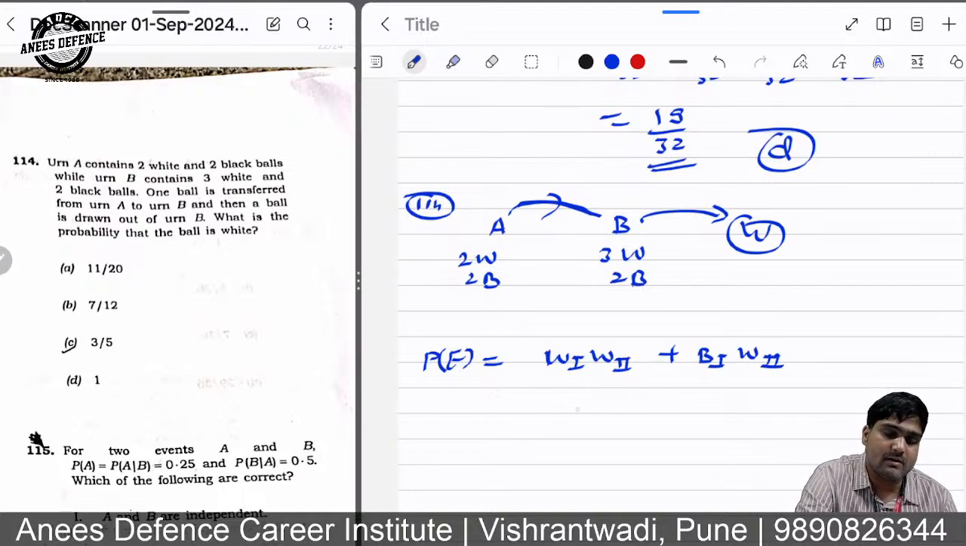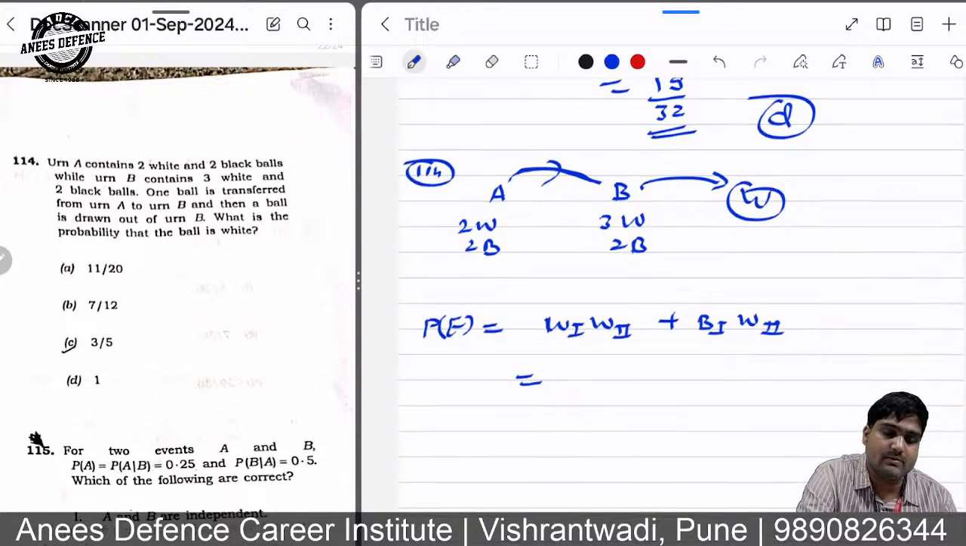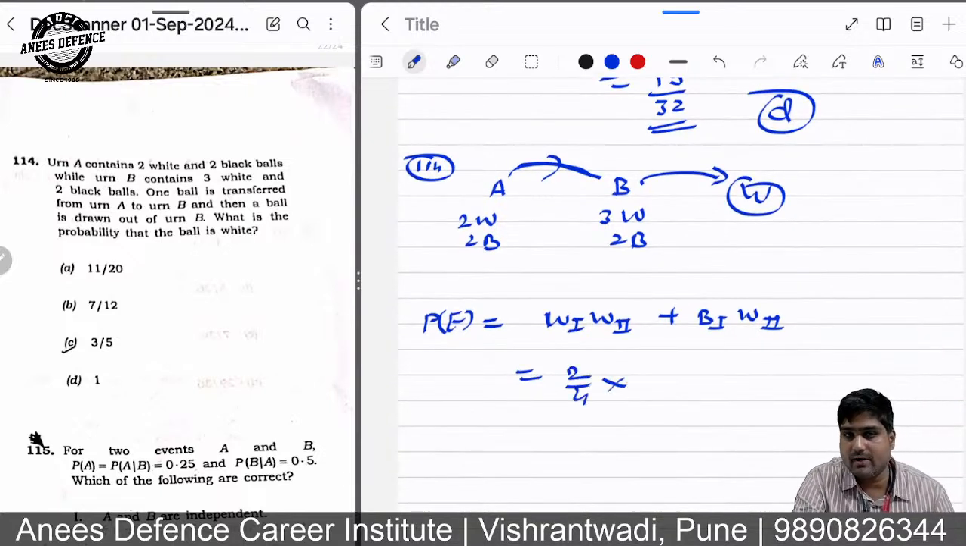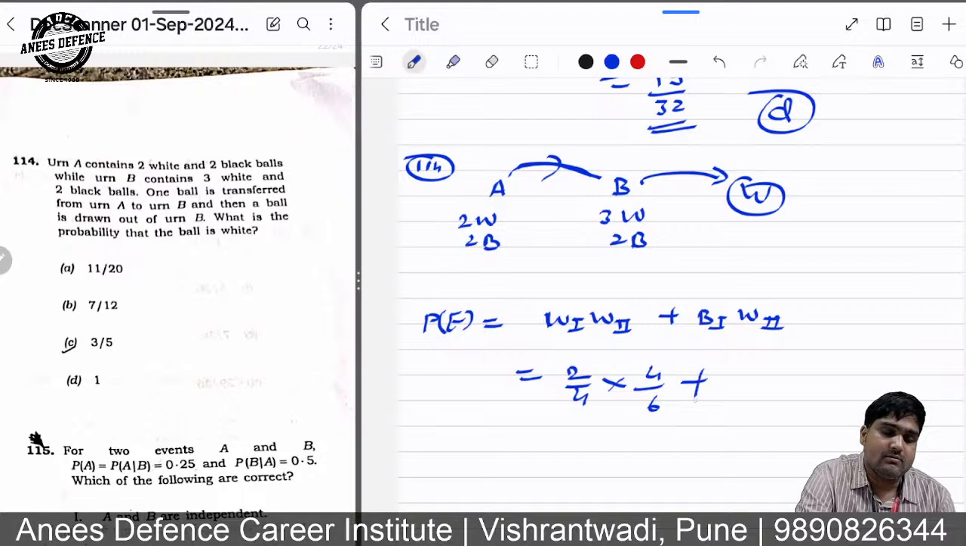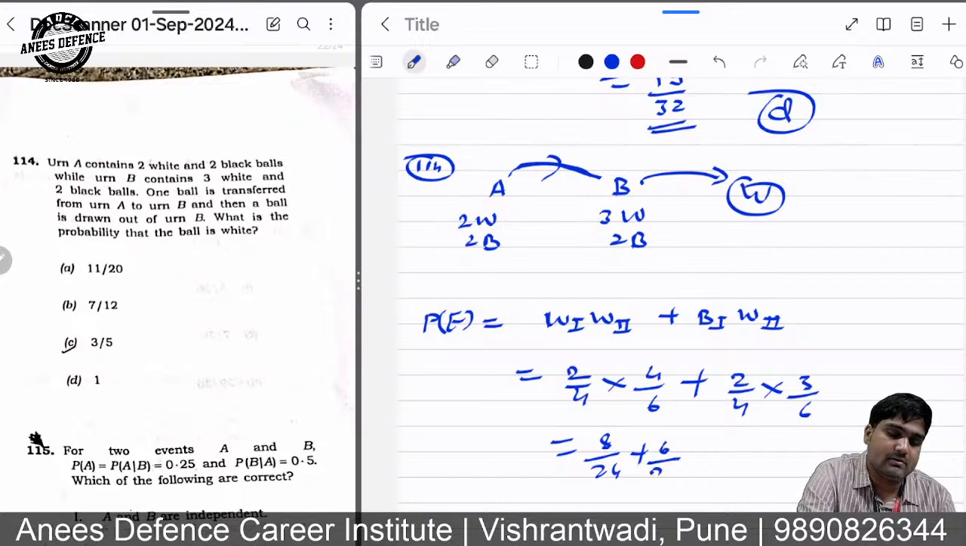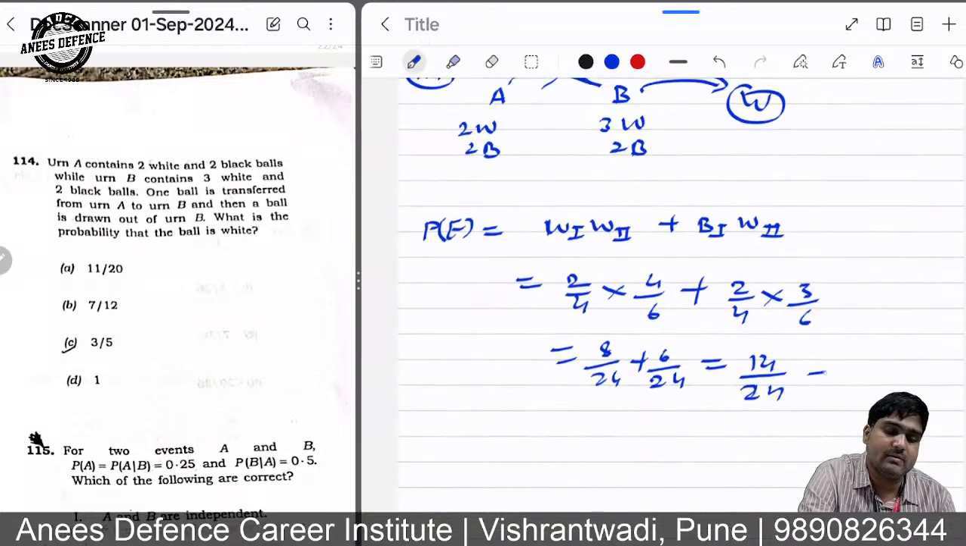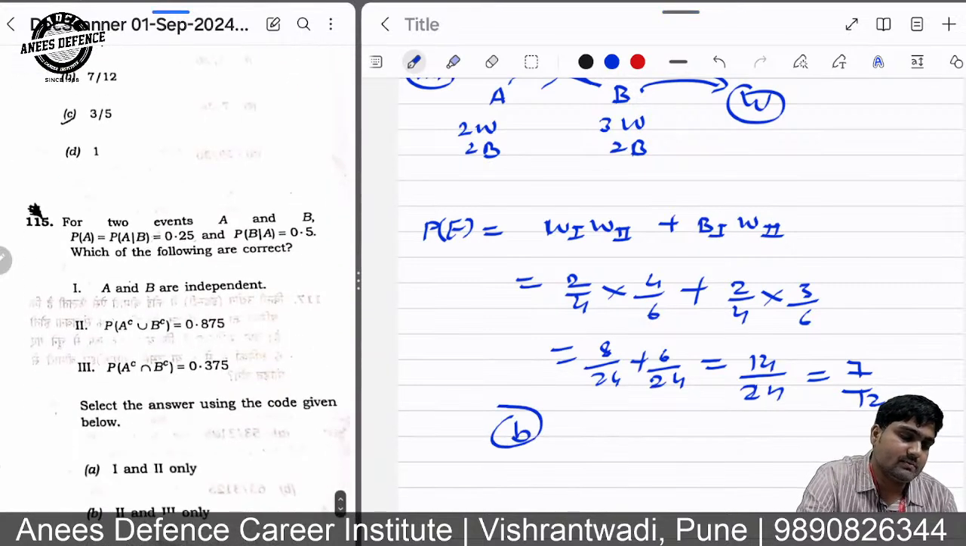Okay, so the first ball is drawn from bag 1. The probability of getting a white ball from bag 1 is 2 by 4, and then getting a white ball from bag 2. When we transfer one ball from bag 1 to bag B, the number of white balls becomes 4 out of 3 plus 2 plus 1, which is 6. Now getting a black ball from bag 1 is 2 by 4, and getting a white ball from bag 2 is 3 by 6. Now 8 by 24 plus 6 by 24 is 14 by 24. When we divide by 2, we get 7 by 12. So the answer for 114 is B. Next question, 115.